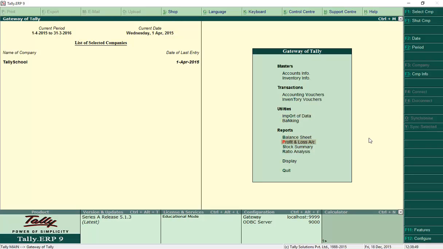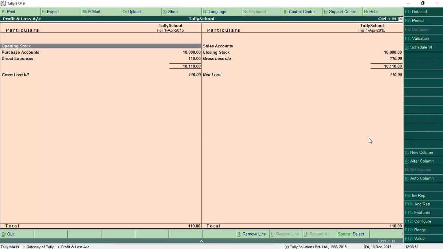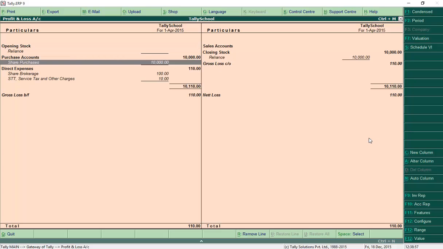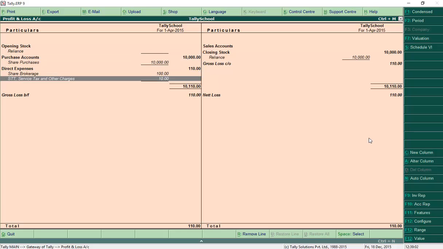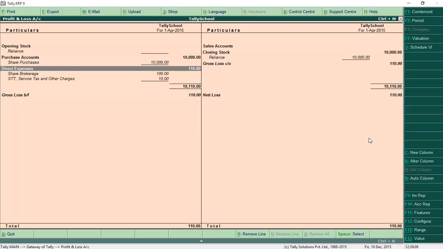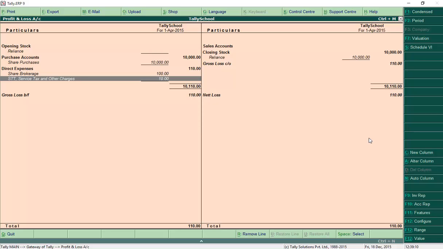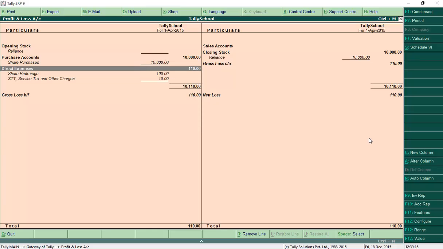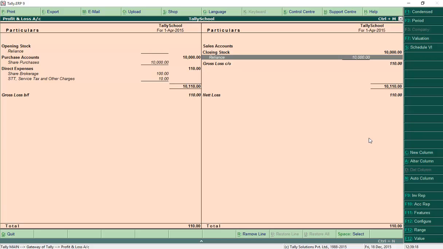First we will go to the profit and loss account. Press Alt plus F1, and as you can see, share purchases under purchase account shows 10,000 rupees, and share brokerage and STT, service tax and other charges are already separated as direct expenses. So we can now see how much brokerage we have paid, and how much service tax, STT and other charges. On the other side we can see the closing stock Reliance, because we have not done anything except buying, so it will directly be our closing stock if we see the balance sheet or profit and loss today.